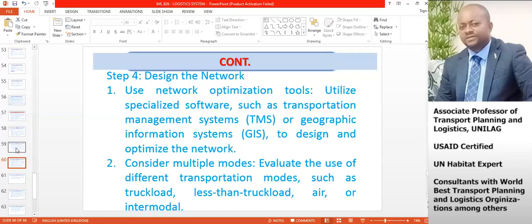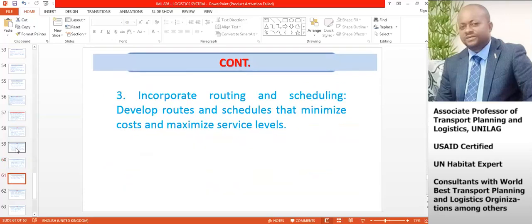You design the network. You can use software like TMS, or you can use GIS. You can use it to design and optimize your network. You can do it graphically, then input it into the TMS software. Then you consider the multiple modes in the design of the network, because that's the actual design point. The routing, that's one of the reasons why I said you need to consider the graphics.